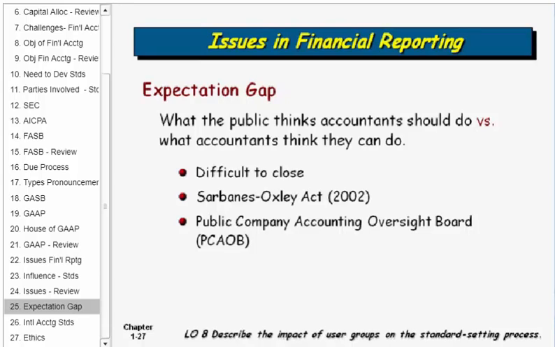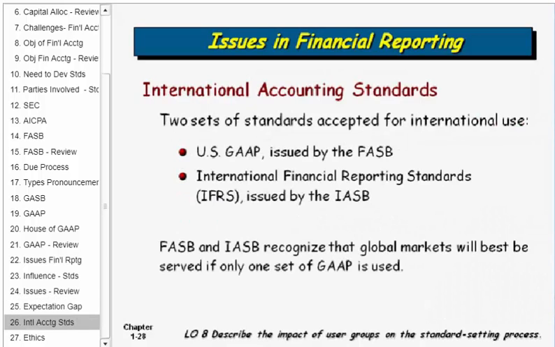Issues in financial reporting. There's an expectations gap: what the public thinks accountants should do versus what accountants think they can do. And it's difficult to close this expectation gap. The SOX Act, or Sarbanes-Oxley of 2002, attempted to address it. And now we have the Public Company Accounting Oversight Board as well.